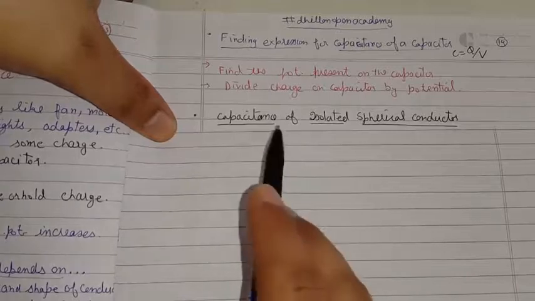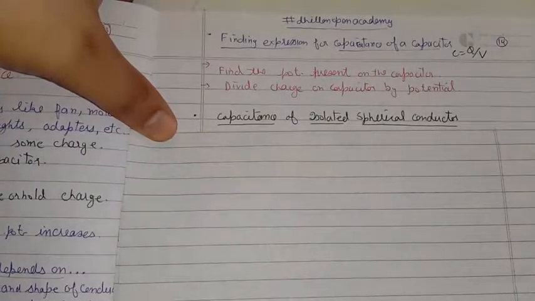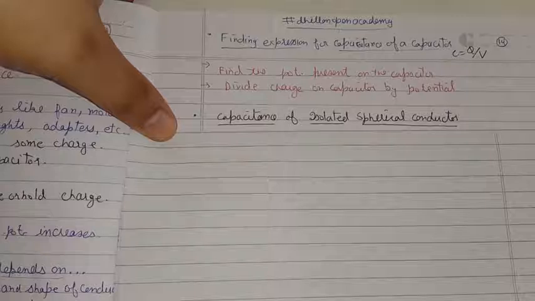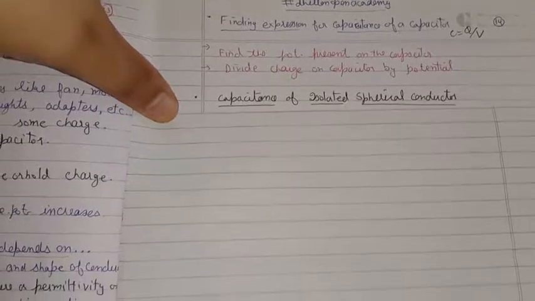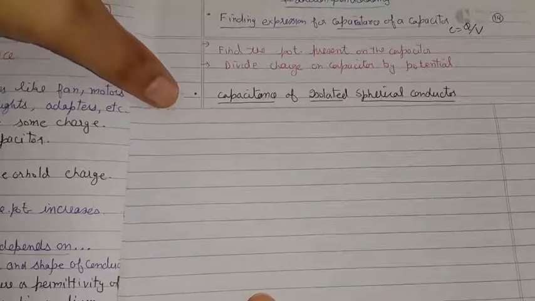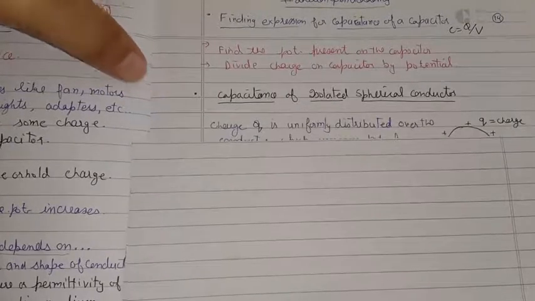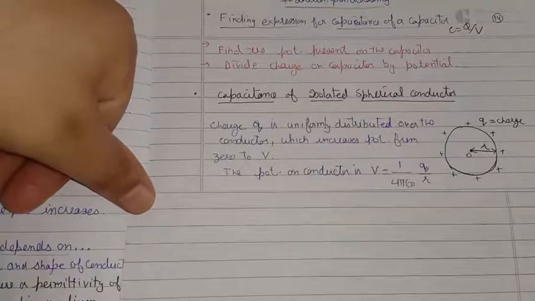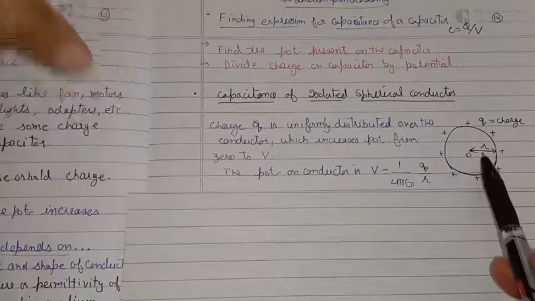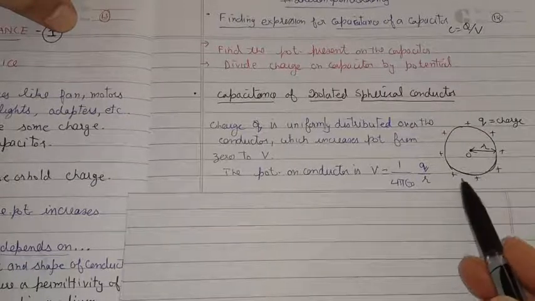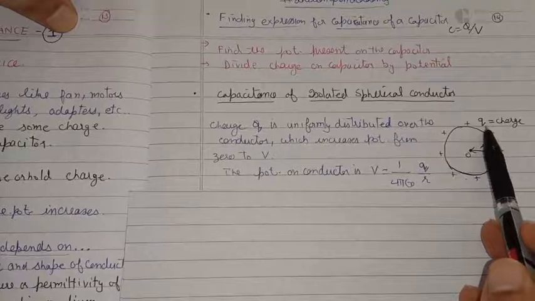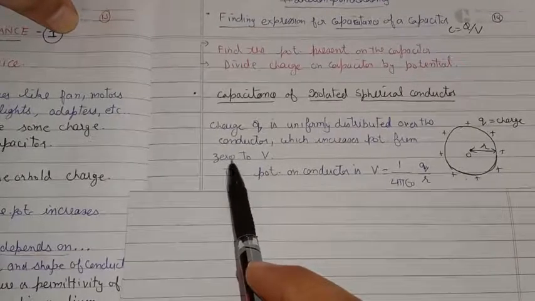Next, capacitance of an isolated spherical conductor. Suppose we have a spherical conductor, it doesn't matter whether it is hollow or solid, but it is isolated from all other bodies so that its capacitance is not affected. We want to find out its capacitance. Suppose this spherical conductor has radius r, on which charge Q is distributed uniformly all around its surface. On giving a charge Q to it, the potential of the conductor rises from 0 to V.